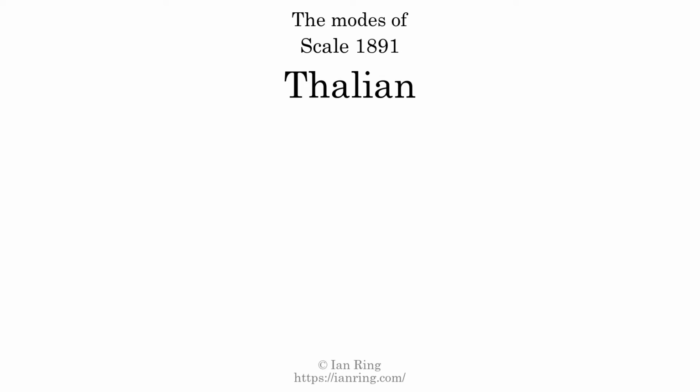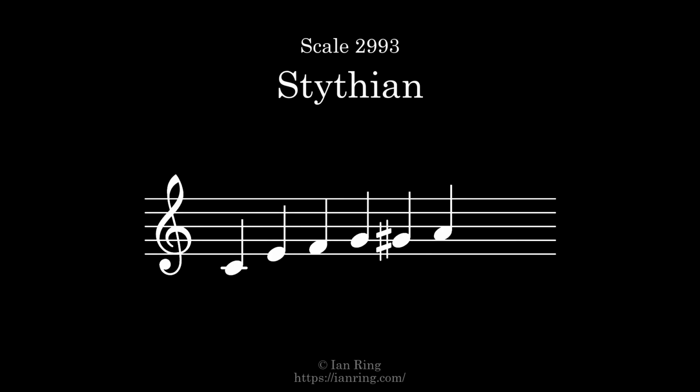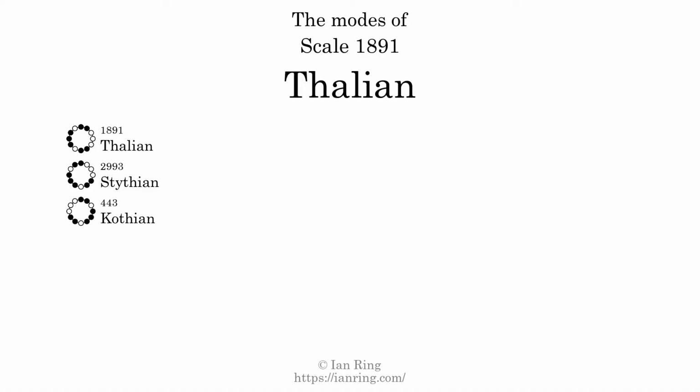This scale has 7 modes. The first mode is itself. The second mode is scale 2993, also known as Thalian. It sounds like this. The third mode is scale 443, also known as Thalian. It sounds like this.